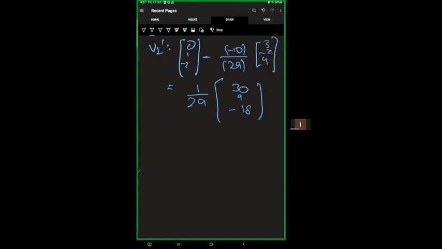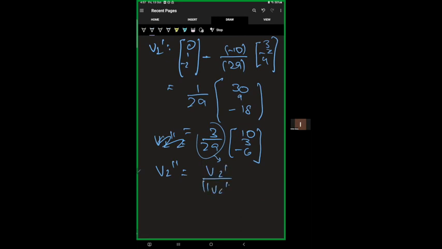We can normalize this by extracting 3 common. So we get 3 by 29 into (10, 3, -6). So from here we get V2 double dash is equal to (10, 3, -6), we can remove this scalar multiple since it will effectively get cancelled out when we do V2 dash upon norm of V2 dash. We can simply use this one to get (10, 3, -6) upon root of 100 plus 9 plus 36, i.e. root of 145. This is our V2 double dash.